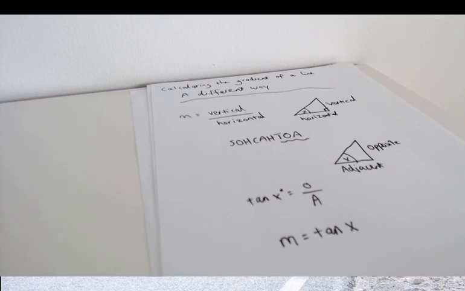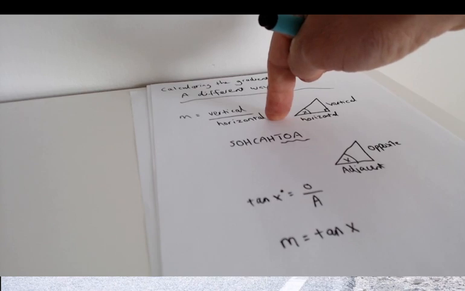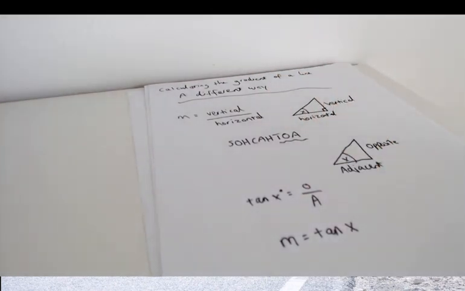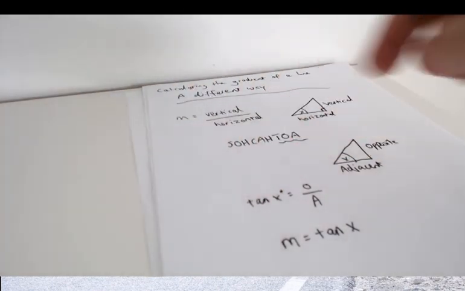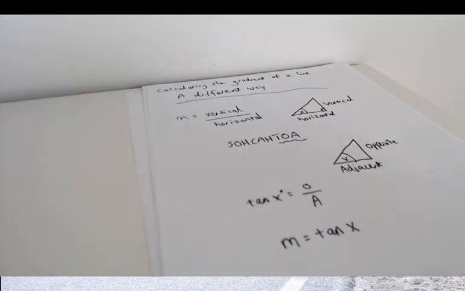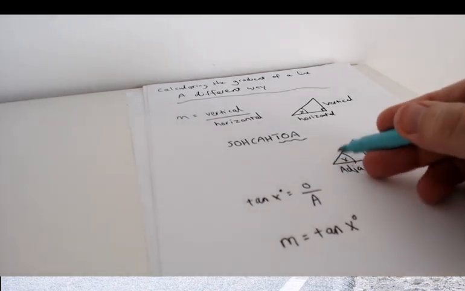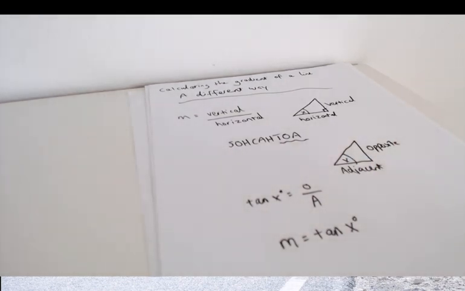At that point, some of you might have just had your mind blown. Vertical divided by the horizontal is the same thing as the opposite divided by the adjacent. Because they are the same thing, the two things that they equal must also equal each other. The gradient is tan x. If you know this angle in here, you can work out the gradient of that line. And that is another way of working out the gradient of a line.